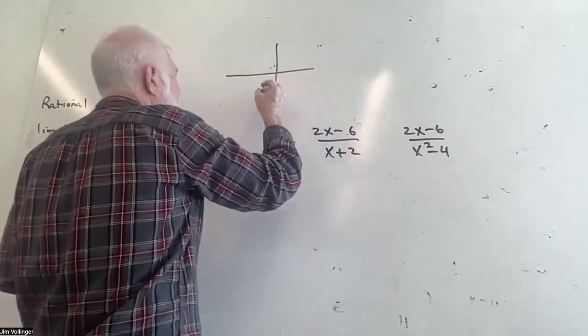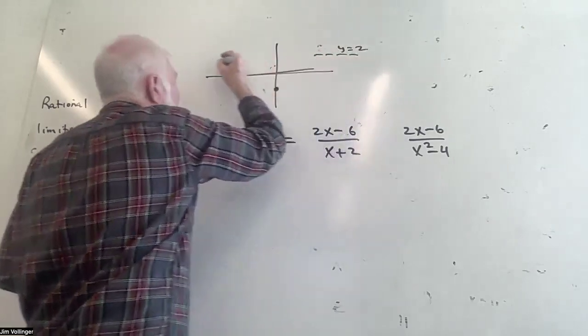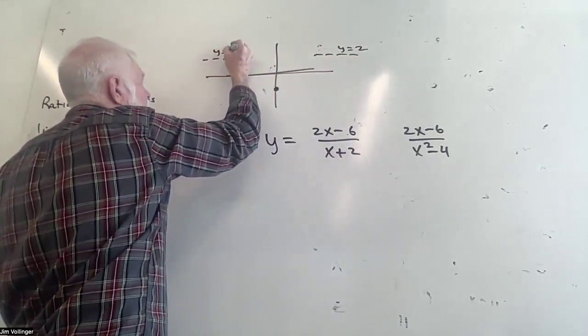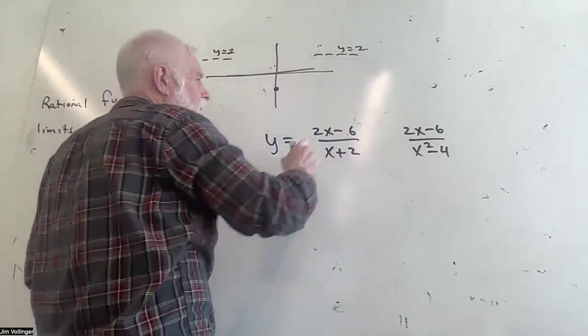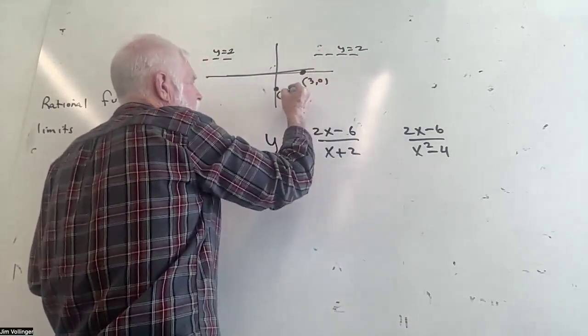Well, where to put it? I don't know. We'll put y equals 2. I can see asymptotic behavior, y equals 2. I can see that it's got an x-intercept of (3, 0), so (0, -3).